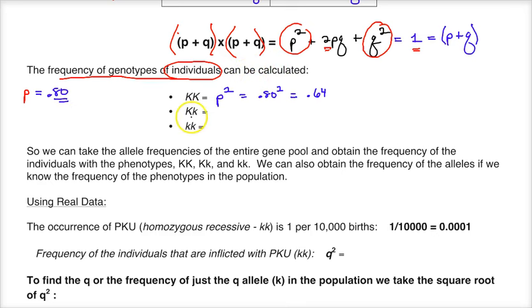Now, for heterozygous, we have, remember, 2pq. So we have 2 times 0.80 times 0.20.